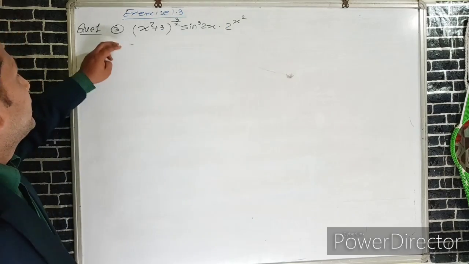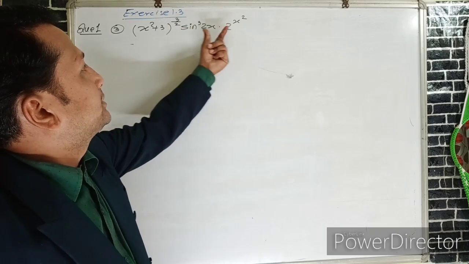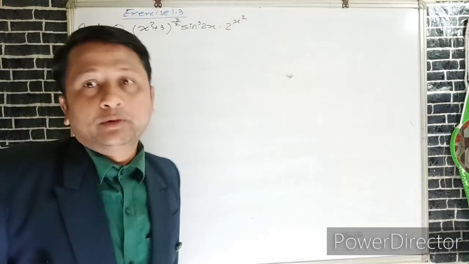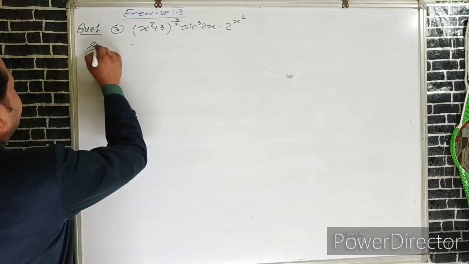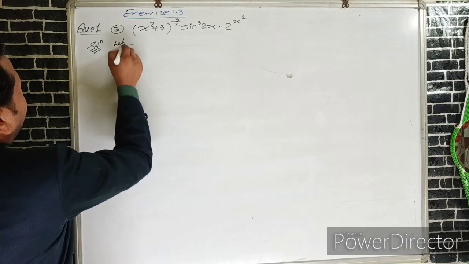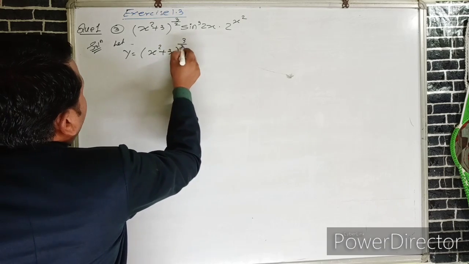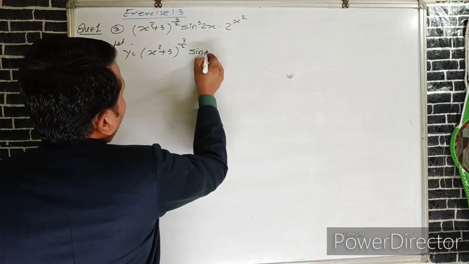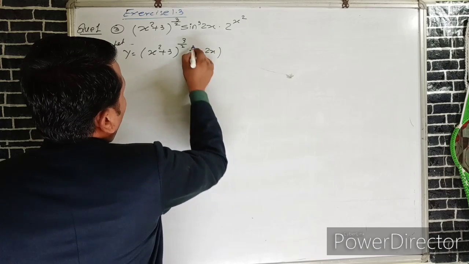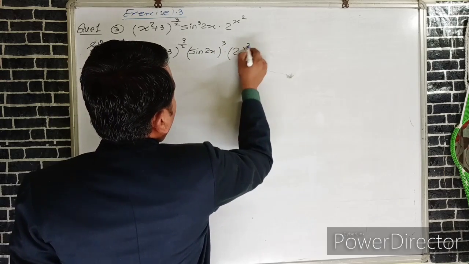Next one, again: (x square plus 3) raised to the power 3 by 2 into sine cube 2x into 2 raised to the power x square. For such a function, first we consider that y is equal to (x square plus 3) whole raised to the power 3 by 2 into (sine of 2x) whole bracket cube into 2 raised to the power x square.